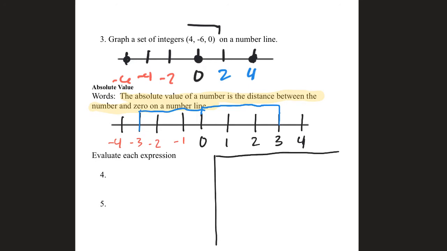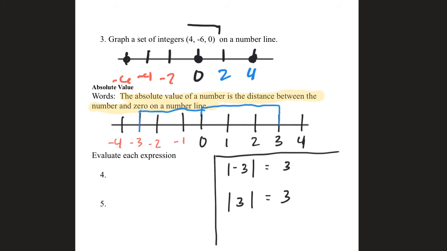So for absolute value, you'll see those vertical lines on either side of the number. That means absolute value. So if it asks you, what is the absolute value of negative 3? Well, how far is negative 3 away from 0 on a number line? It's 3 spaces away. What's the absolute value of 3? Well, sorry about that. 3 is also 3 spaces away. So the absolute value of 3 is 3. Pretty easy, right?